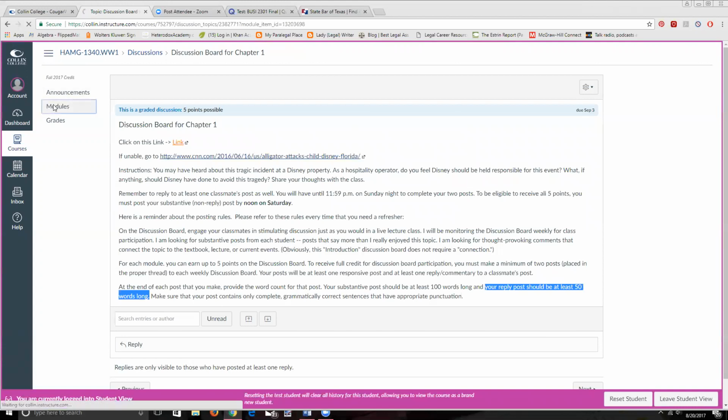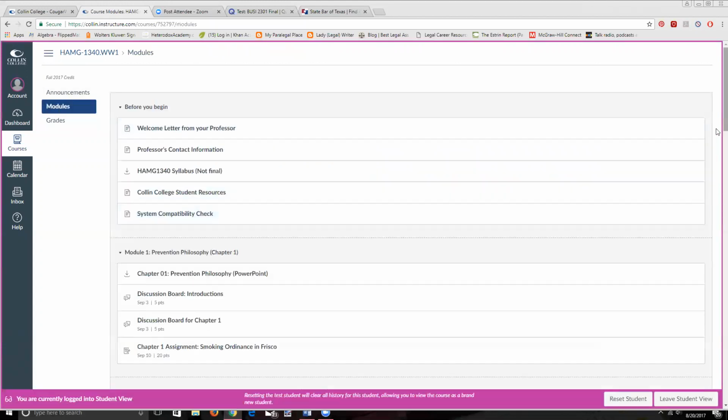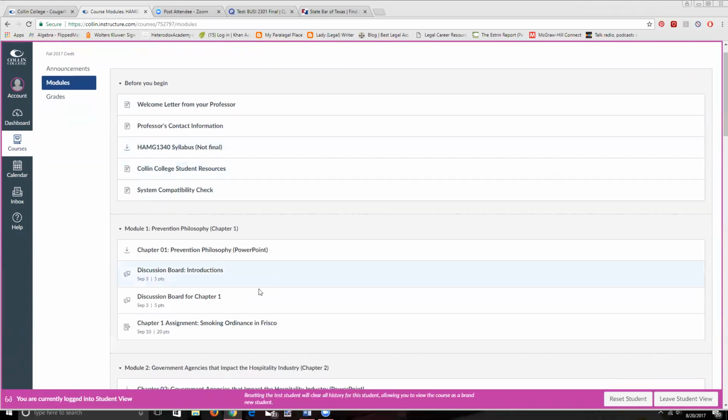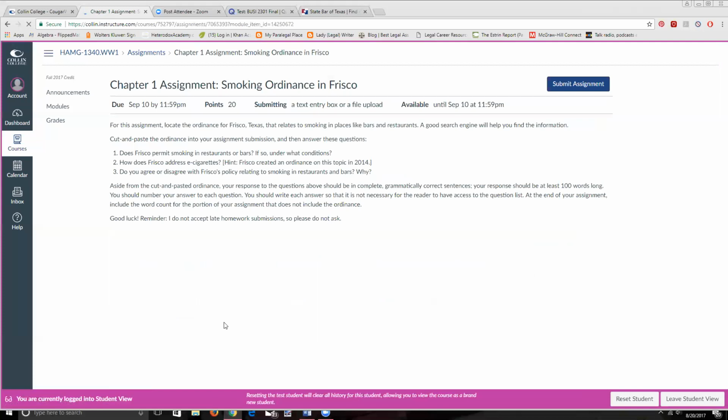Let's go back to the modules. Then we will also have an assignment. Let me just pull up the assignment for this one. This one will be researching the smoking ordinance for Frisco. What you'll want to do is locate the smoking ordinance in Frisco. You can do that by using a good search engine, and you'll cut and paste the ordinance into your assignment submission.